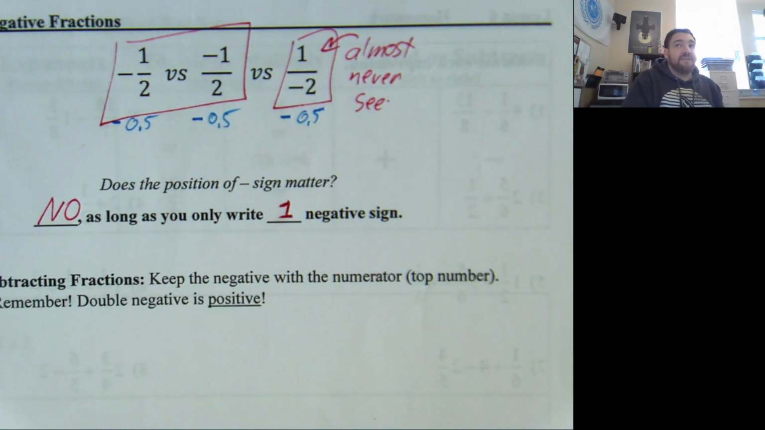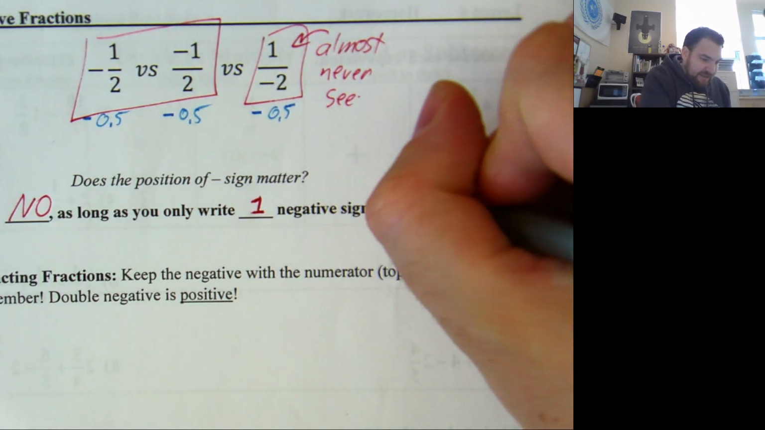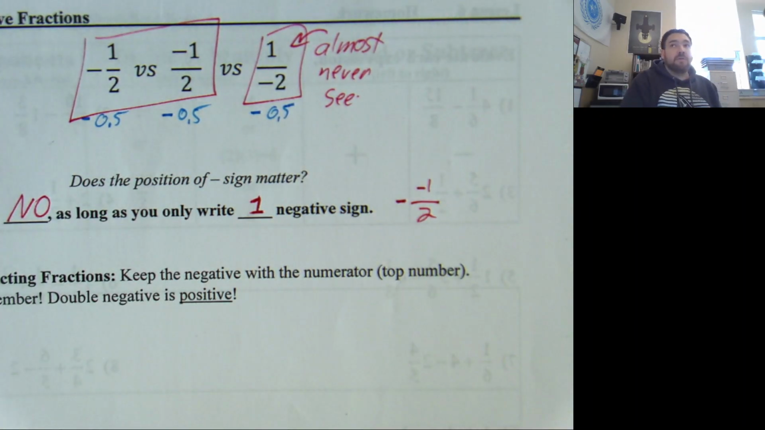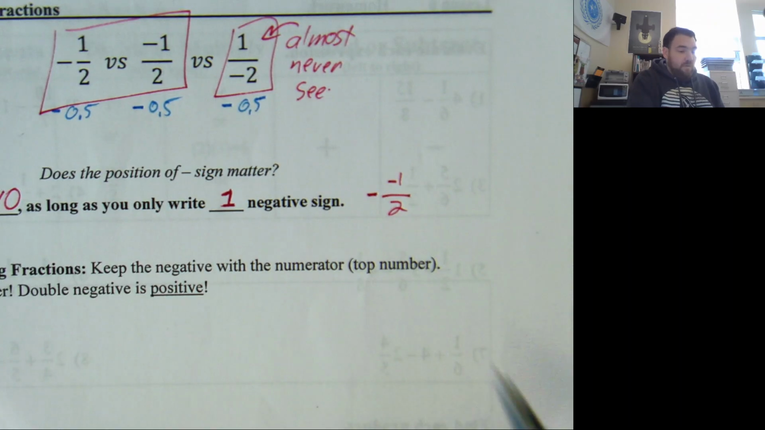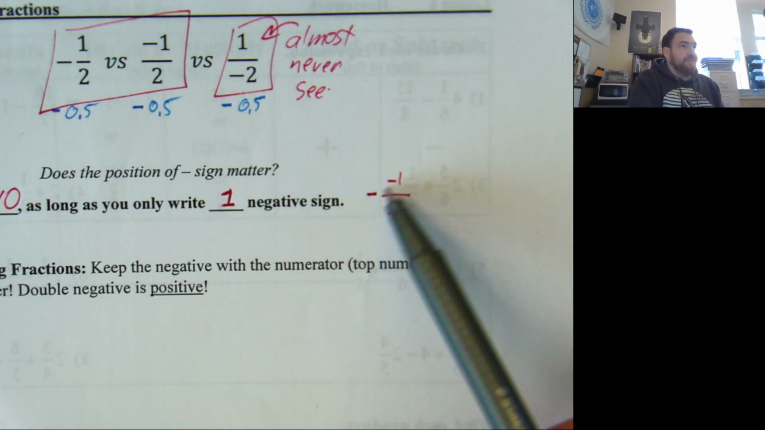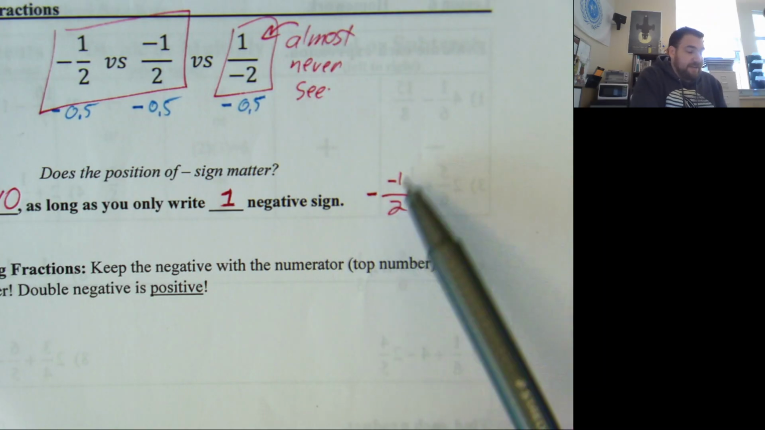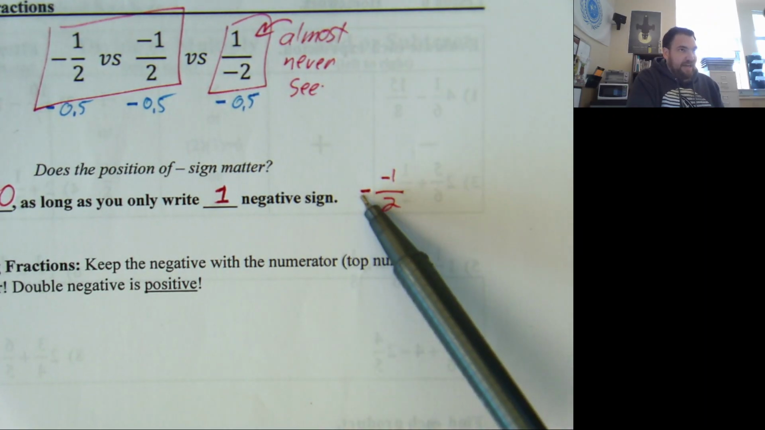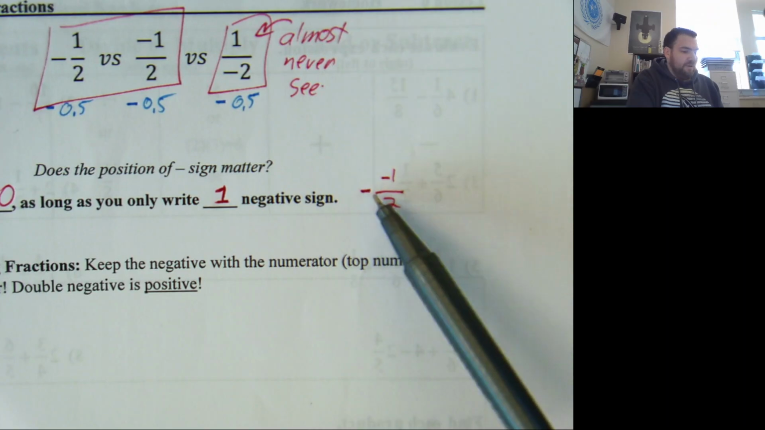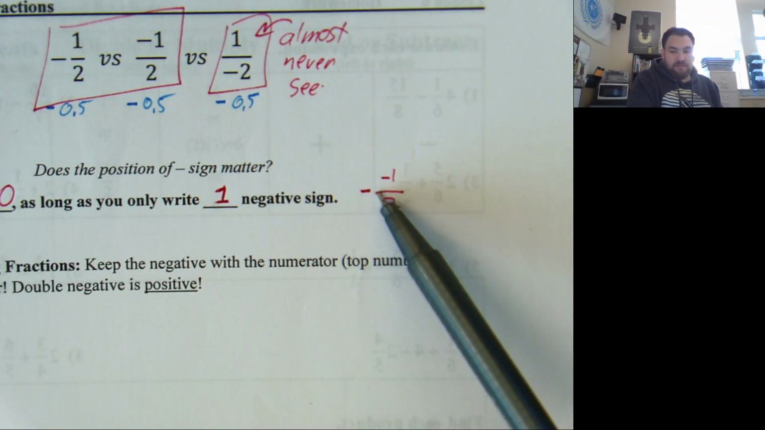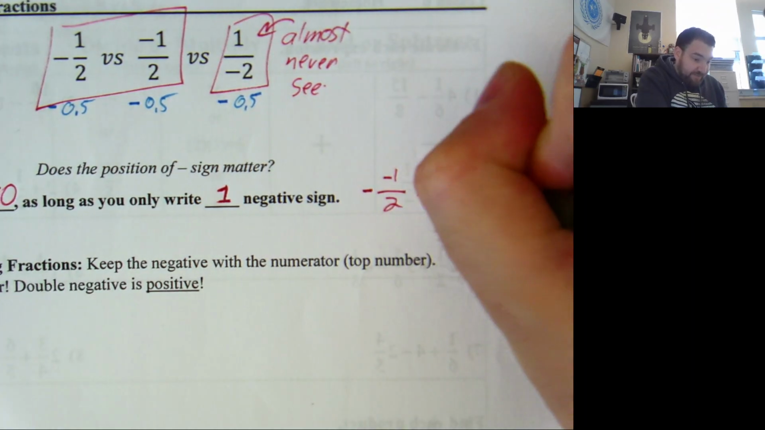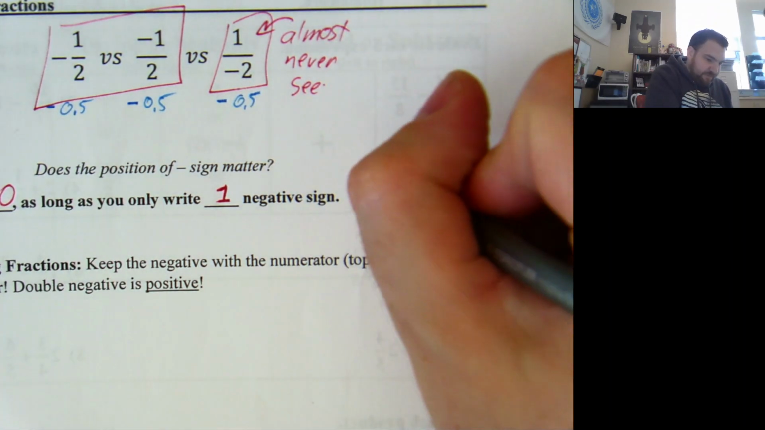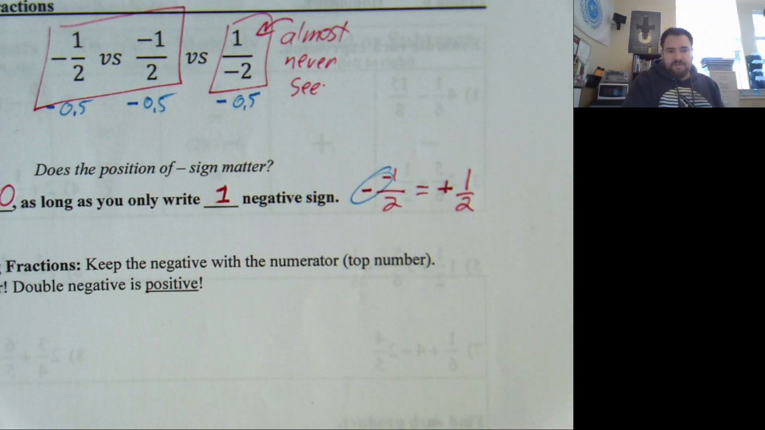What if I have 2 negative signs? What if I have something like this? Negative out front, negative 1 over 2. Well, anywhere you see a double negative like that, this is the same as, if you remember what I did over here, negative 1 divided by 2 times negative 1. That double negative is going to make this thing positive, and I'm going to write this as the fraction, 1 over 2.